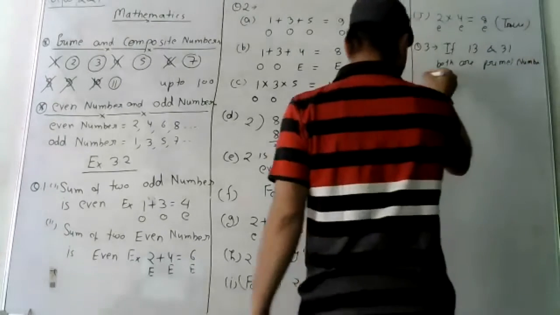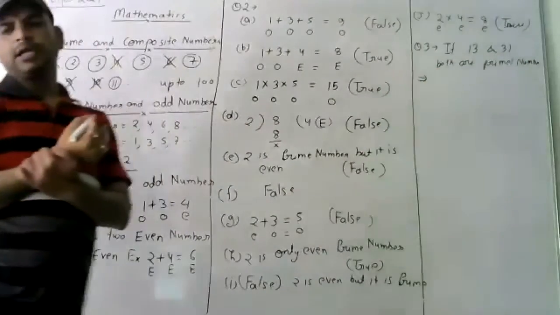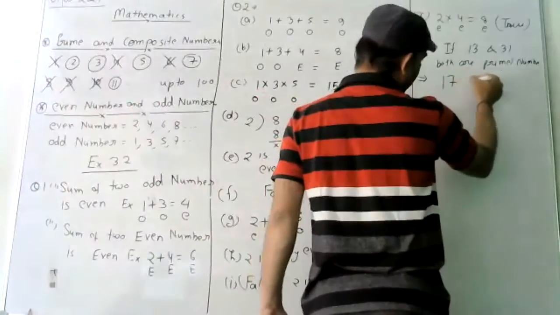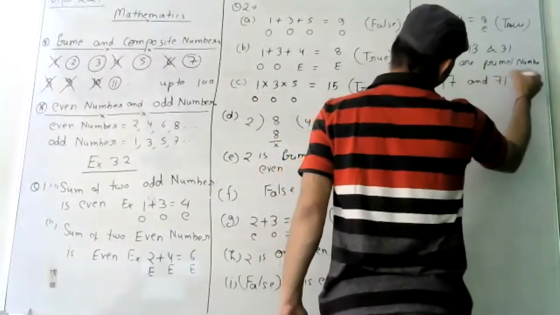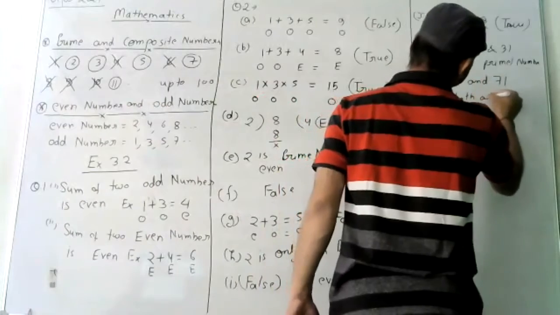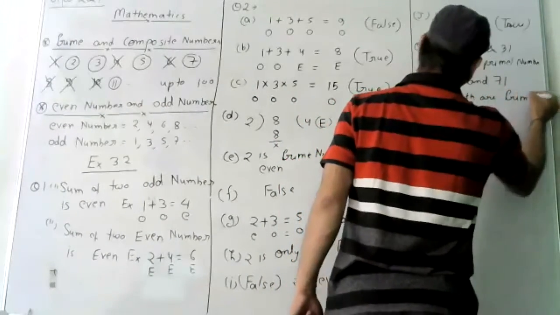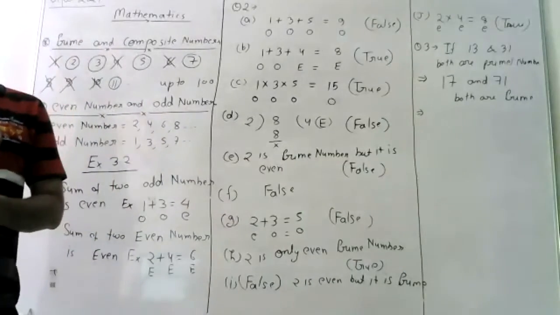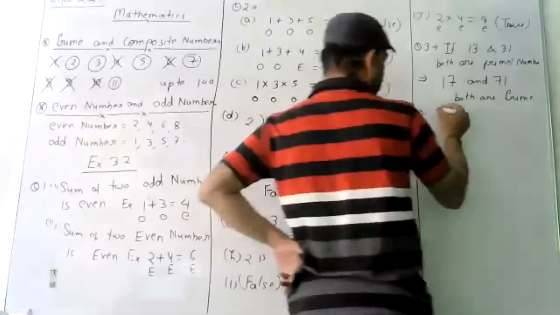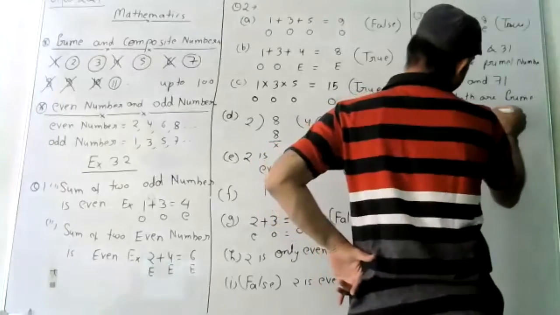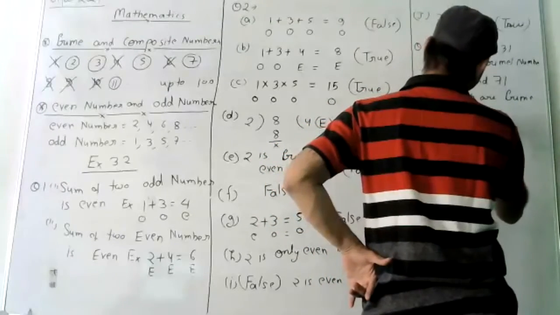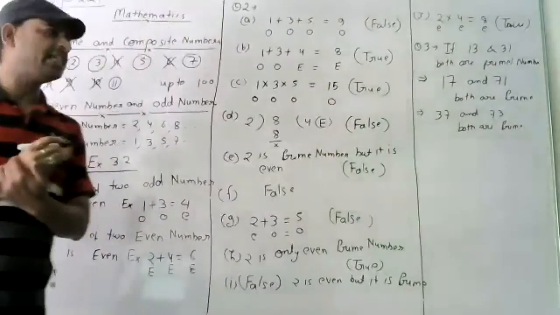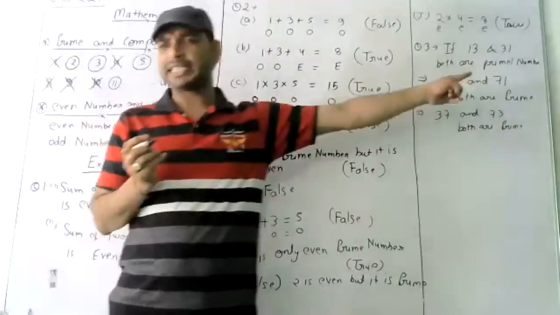The next prime pair is 17 and 71. Both 17 and 71 are prime. And another pair is 37 and 73. This is also prime. 37 and 73 are both prime, and both have the same two digits, 3 and 7.